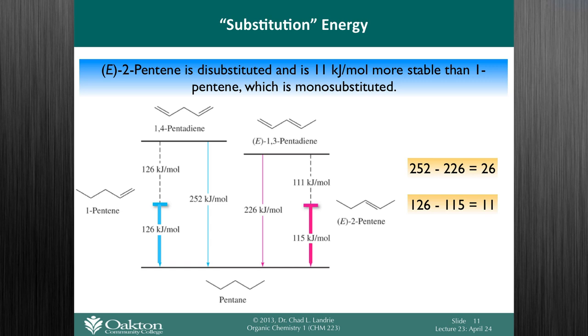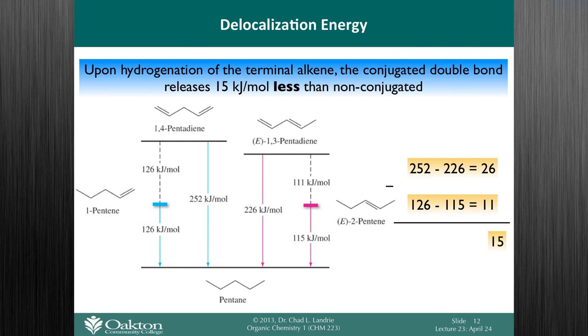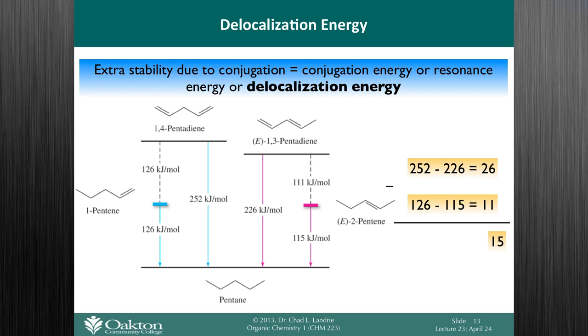The only difference between the substitution in 1,3-pentadiene and 1,4-pentadiene is a monosubstituted double bond for a disubstituted double bond. The same for 1-pentene and 2-pentene. So we could say then, of the 26 kilojoules per mole difference between 1,3 and 1,4-pentadiene, 11 of that is due to substitution. The remaining difference then, 15, is due to conjugation. This is extra stability imparted to this system just because those double bonds are conjugated. We call this delocalization energy, this extra stability resulting from conjugation.